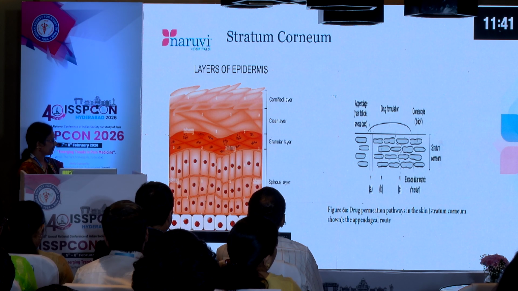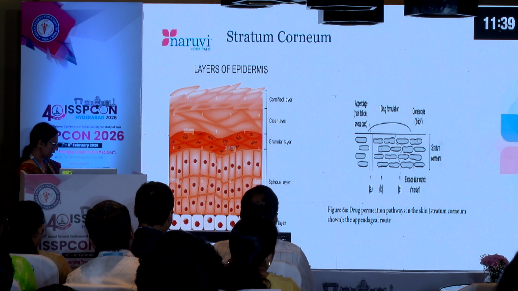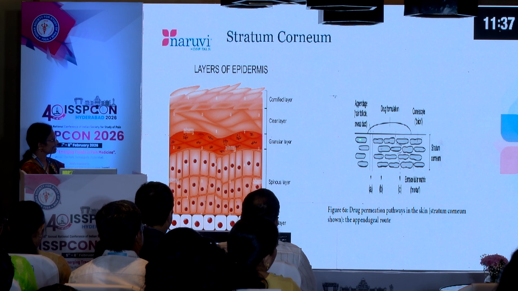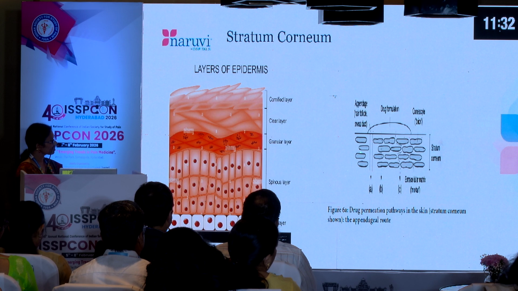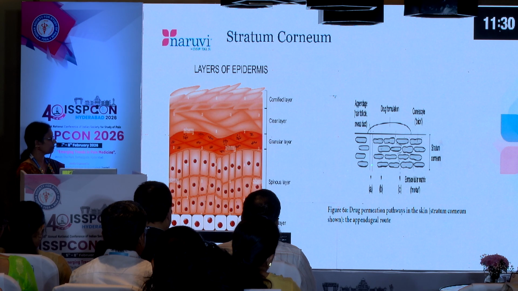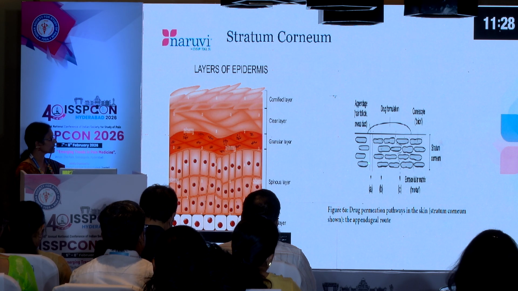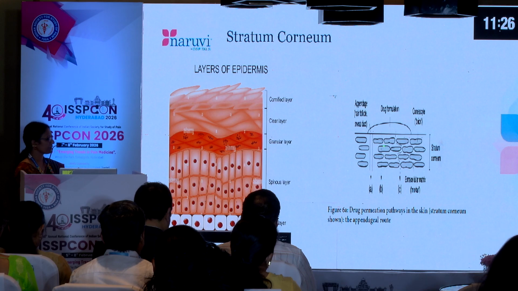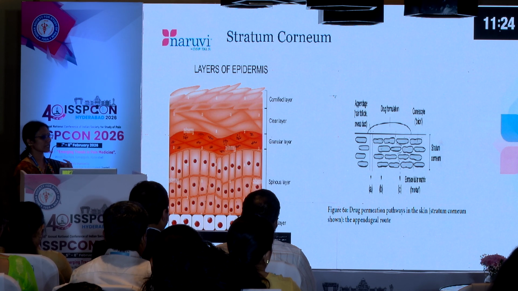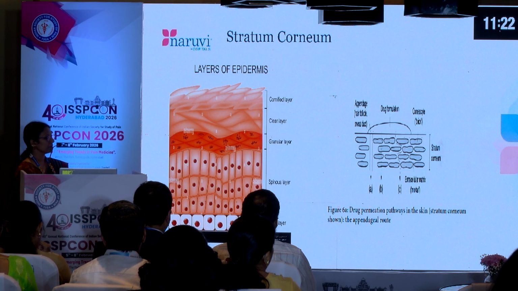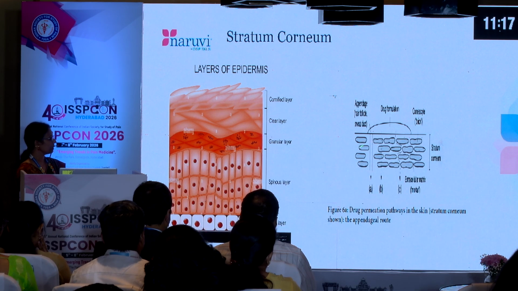These are the various pathways. If you see this picture, these are the corneal cells. The drug can either pass through the cell, which is called the transcellular pathway, or go in between the cells, which is called the intercellular pathway. There are 2 pathways: one is transepidermal and the other is transappendageal. In the transepidermal route, if the molecule is more water soluble, it will take the transcellular pathway. If it is more fat soluble, it will take the lipid pathway.